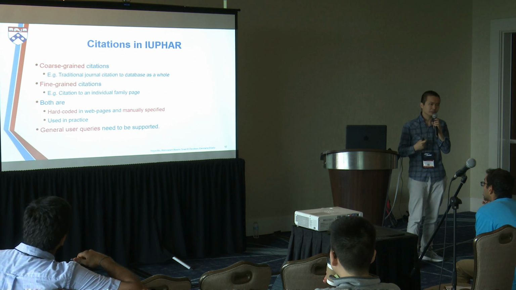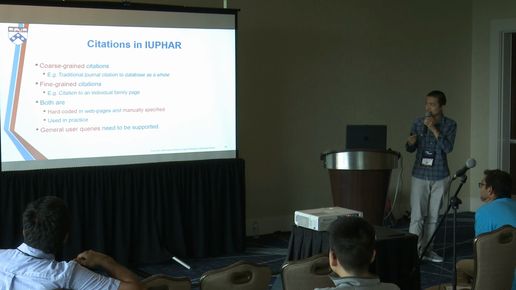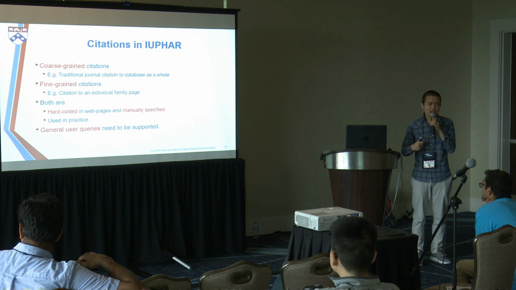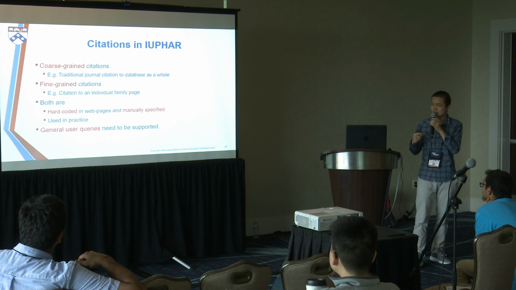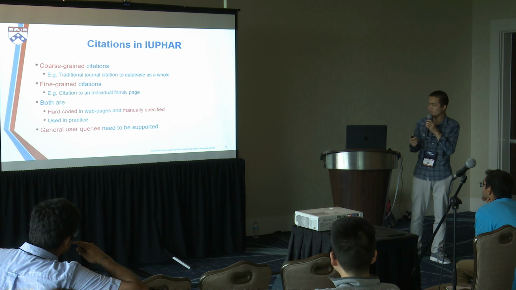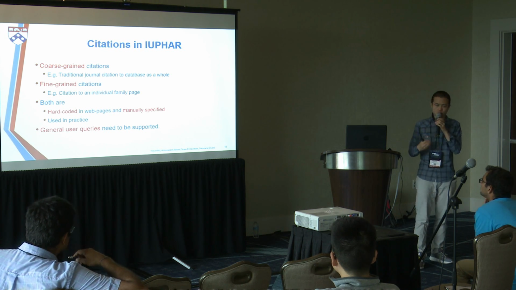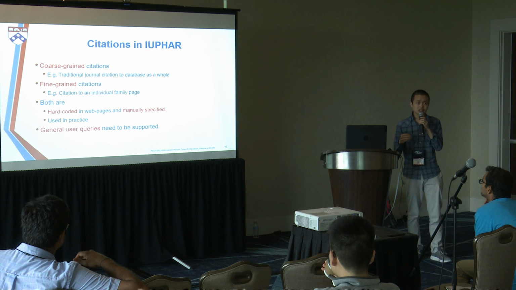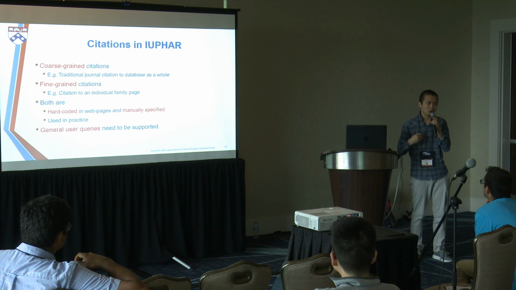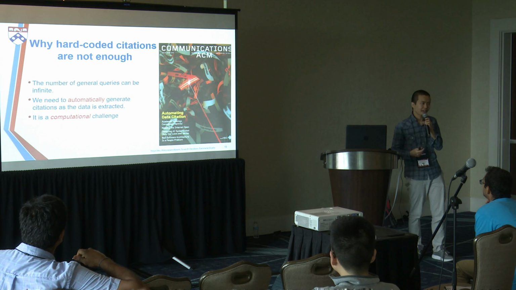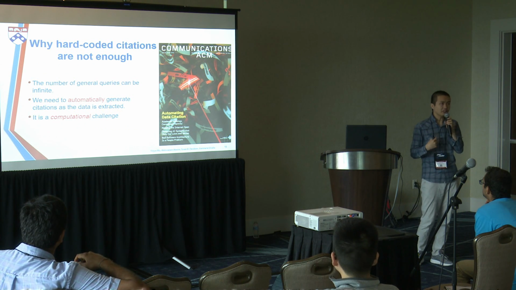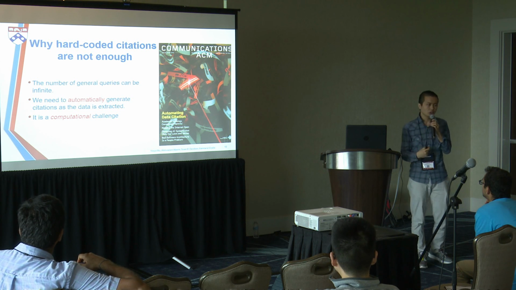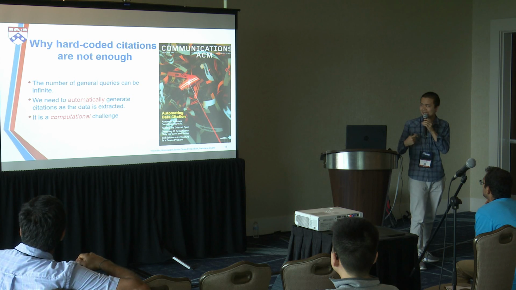So as you can see, for some part of data that can be retrieved by some queries in the IUPHAR database, there are two kinds of citations. One is a coarse-grained citation, while the other one is a fine-grained citation. Both of them are hard-coded and manually specified by the DBAs. In practice, both of the two citations are used. But there are some limits here because only the citations to a limited number of queries are provided, like the query to each individual family page. In the future, the DBAs hope that the citations to general user queries can be supported. But as you can see, the number of general user queries can be infinite. It's impossible for us to manually specify the citations to every possible user query. So in this case, we need to figure out how to automate this process, which is a computational challenge.